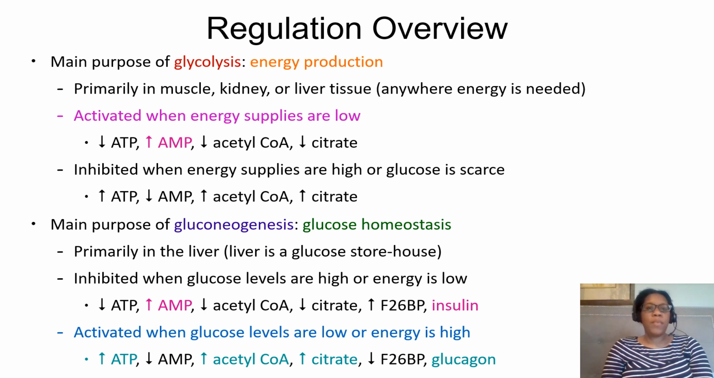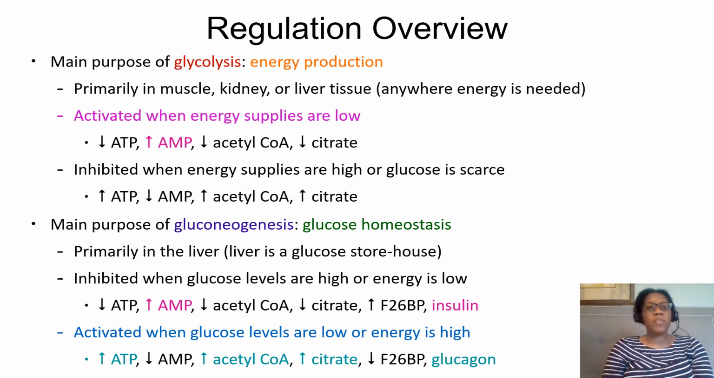Glycolysis is inhibited when energy supplies are high or glucose is scarce. When ATP concentrations are high, AMP concentrations are low, acetyl-CoA and citrate concentrations are high, and we'll see that in the citric acid cycle, that means that we are metabolizing.